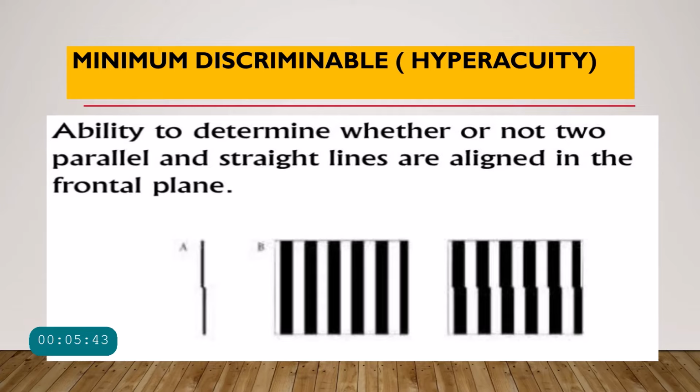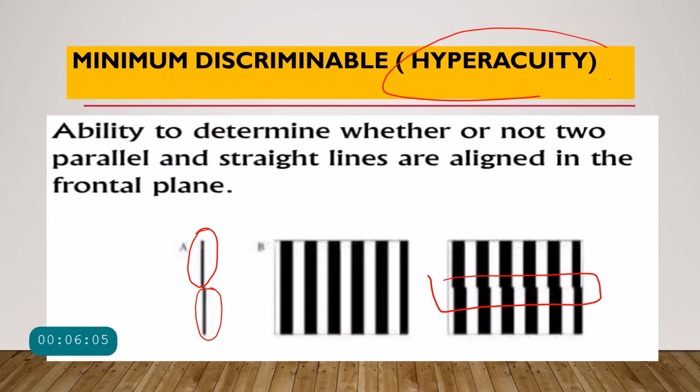Minimum discriminable means the ability to determine whether or not two parallel or straight lines are aligned in a frontal plane. If you see, there is this one line and these two lines, and you can see there is a small offset between them. That means the two lines are not aligned in a straight line. If you're able to detect this minor offset of the lines, then this is called hyperacuity or super acuity, right? So this is even more advanced acuity.